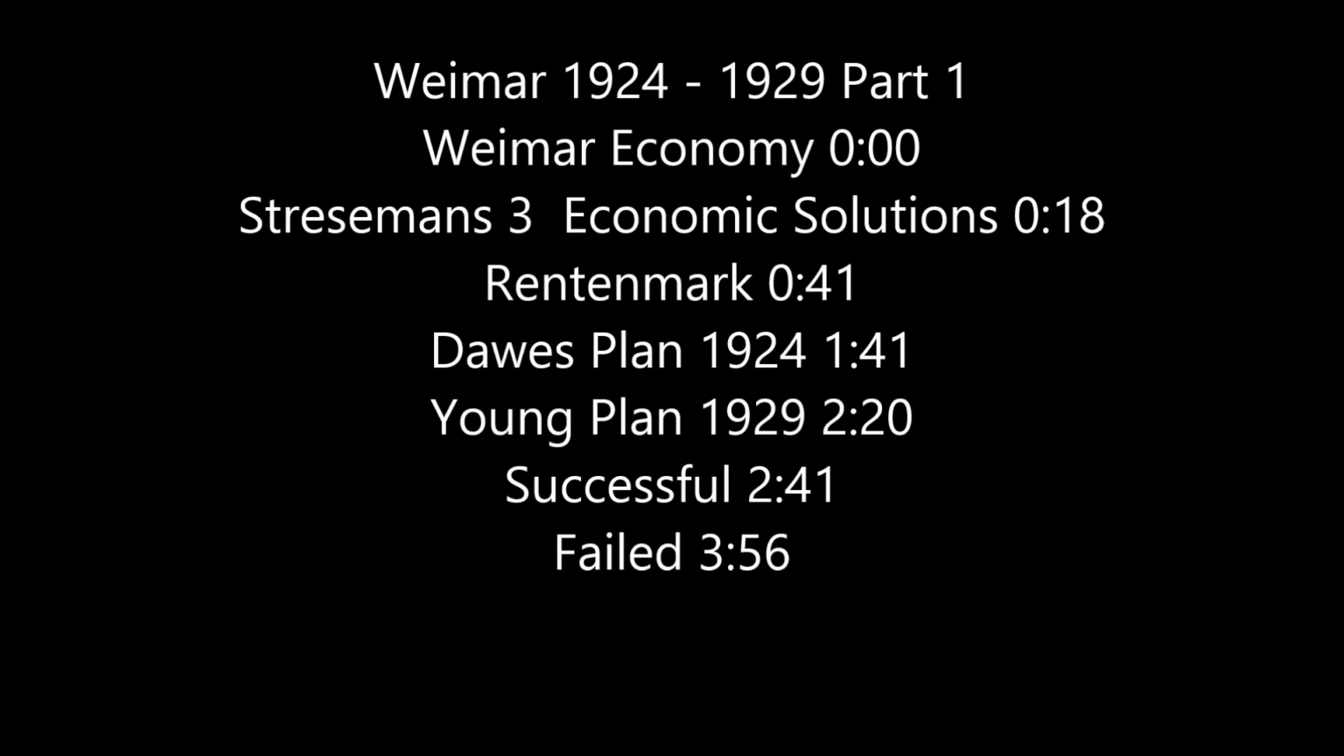Weimar Republic 1924 to 1929. Weimar economy. Stresemann was made Chancellor in 1923 and was also the finance minister. He had three economic solutions to try and repair the German economy after previous Chancellors' failure. Stresemann's three economic solutions.